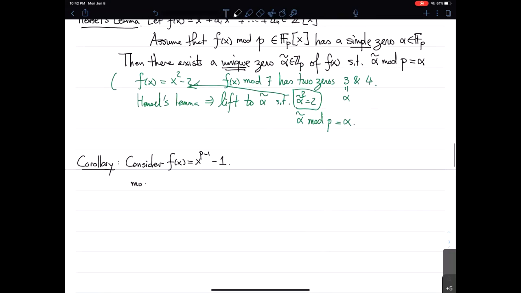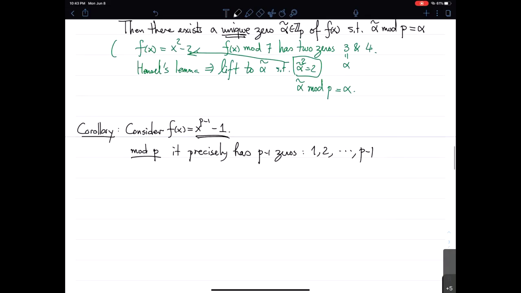Mod p, what's happening? If you look at this equation mod p, it has precisely p minus 1 zeros, namely 1 through p minus 1. And why is that? Well, there are two proofs.